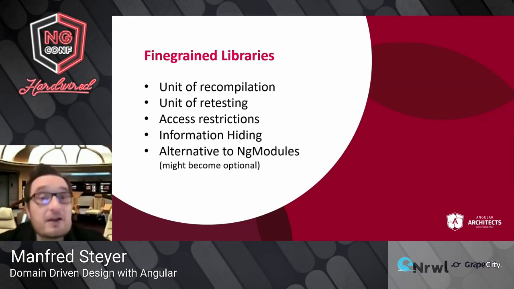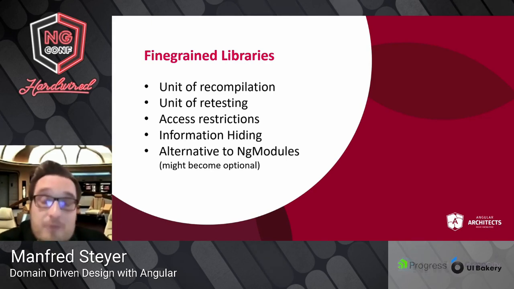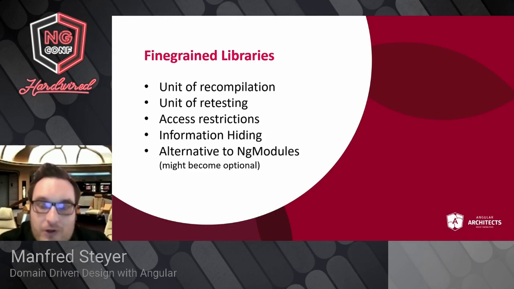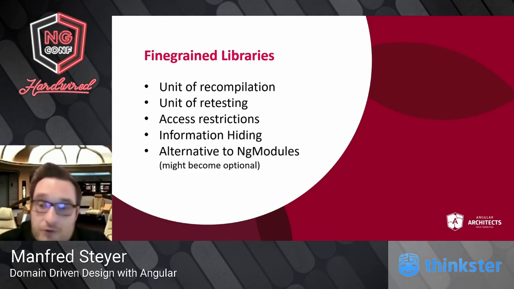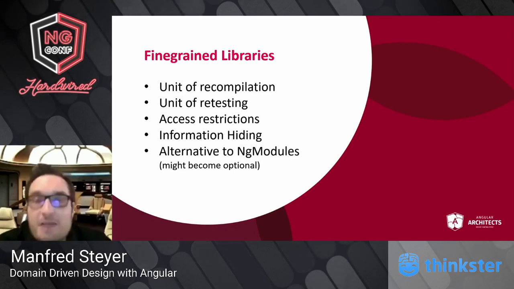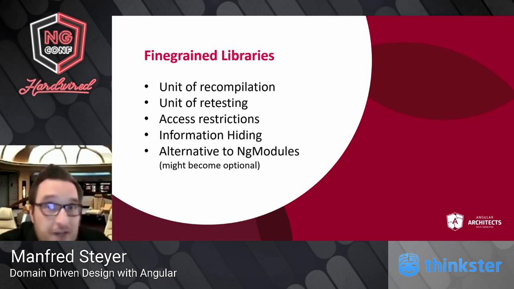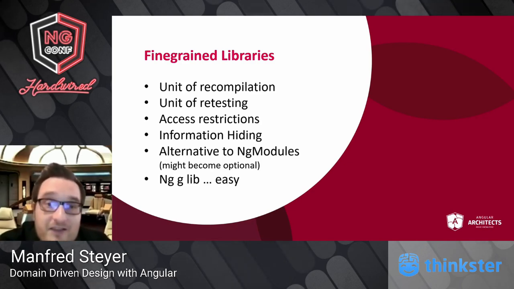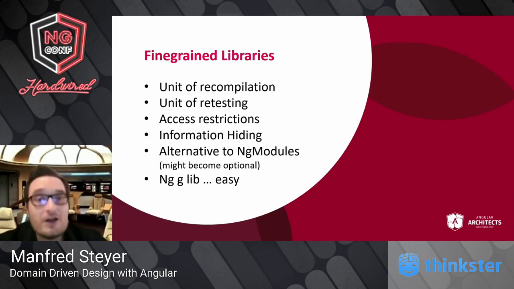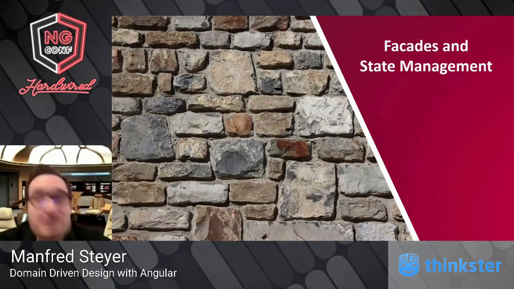And this might be a good alternative for ng modules. If you have seen my talk from yesterday, then you know that ng modules might become optional in the future. And what's better than using a platform feature instead of an ng module, a library, a barrel with an index.js file. And as mentioned, ng-generate library is as easy as writing ng-generate module. Okay, so much for the strategic design.